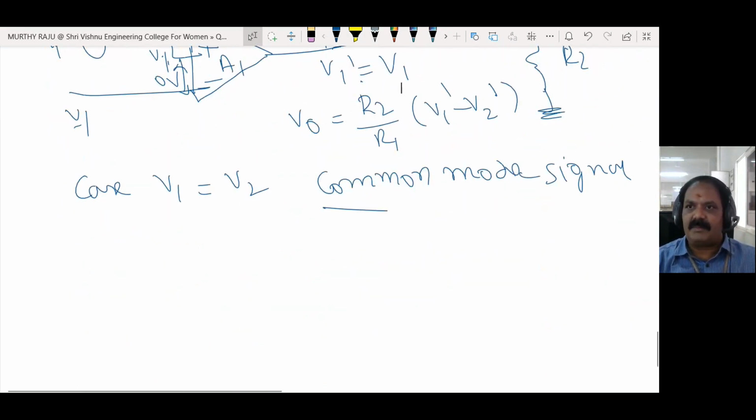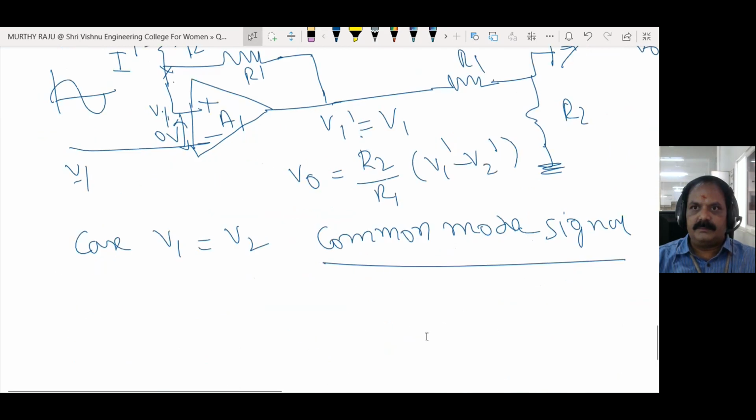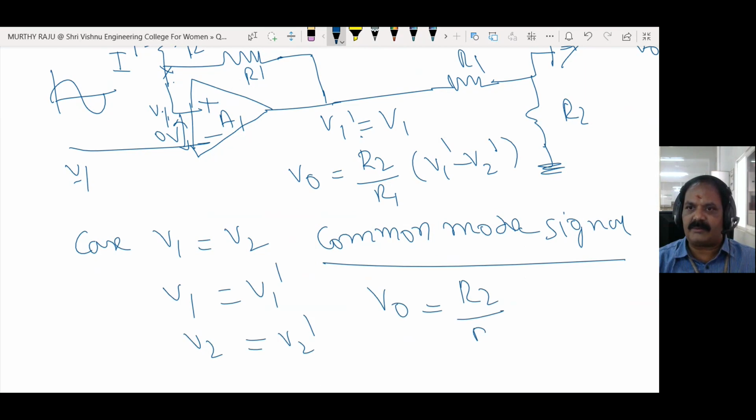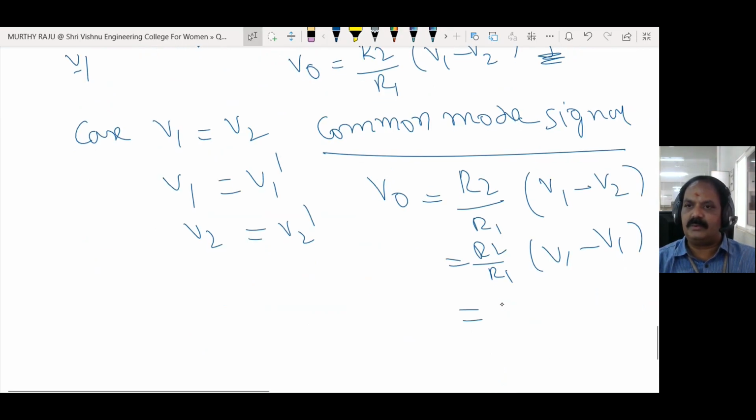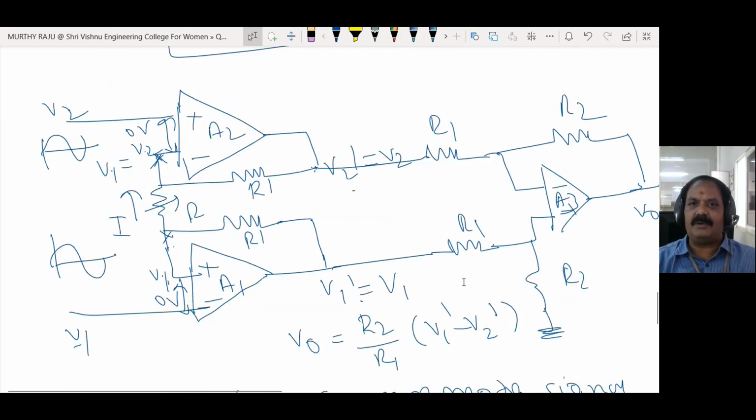V1 is equal to V2, a common mode signal is applied here. V0 is equal to R2 by R1, V1 dash minus V2 dash. Whenever V1 is equal to V2, V1 dash is V1 and V2 dash is V2. Therefore, V0 is R2 by R1, V1 minus V1. Output voltage V0 is equal to R2 by R1 into 0, that is equal to 0 volts. This instrumentation amplifier rejects the common mode signal.